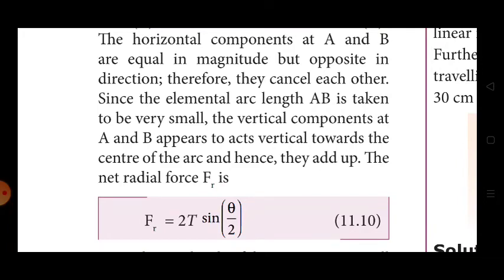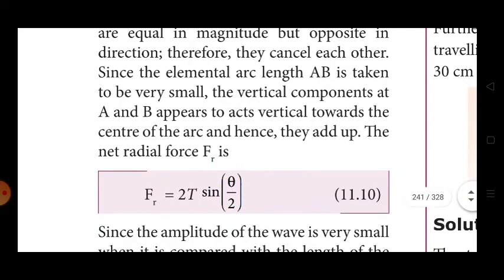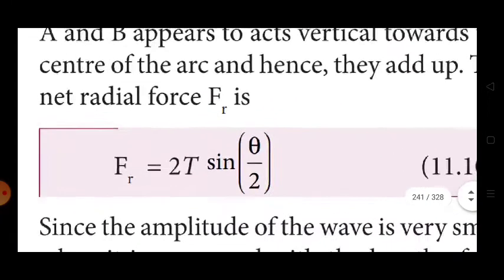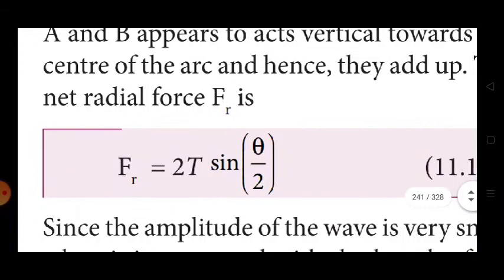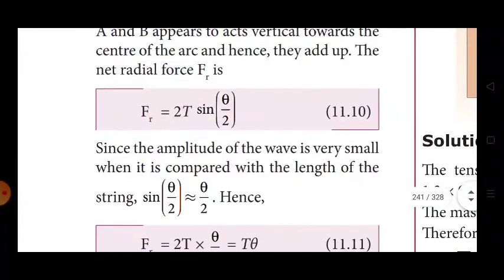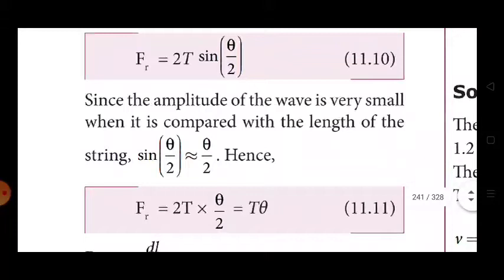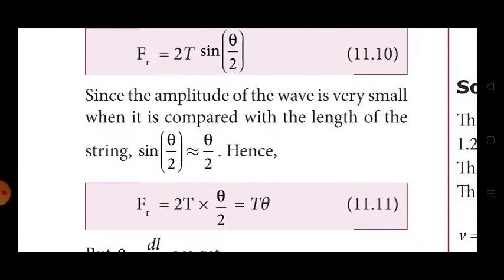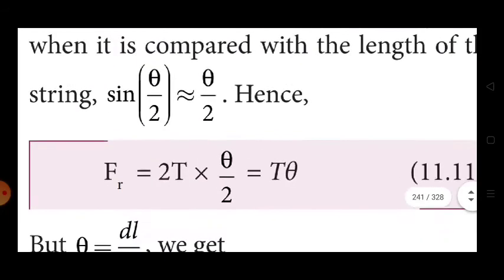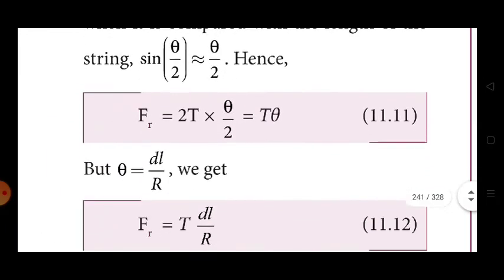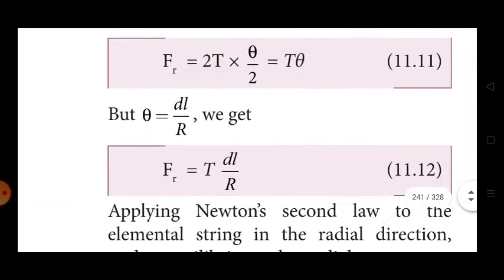The net radial force F_radial is equal to 2T sin(theta/2). Since the amplitude of the wave is very small when compared with the length of the string, sin(theta/2) is nearly equal to theta/2. Hence the radial force F_r is equal to 2T into theta/2. Simply, we write T theta, but theta is equal to dl by R. We get F_r is equal to T dl by R.